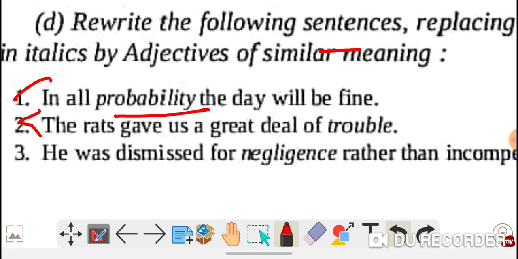Number 2, the rats gave us a great deal of trouble. So trouble is the noun form. So what is the adjective form of trouble? Troublesome. So the answer, please write it down, I'm repeating again, the rats were greatly troublesome to us.